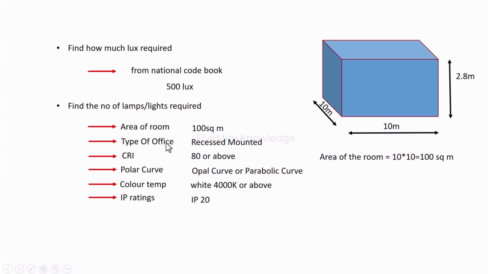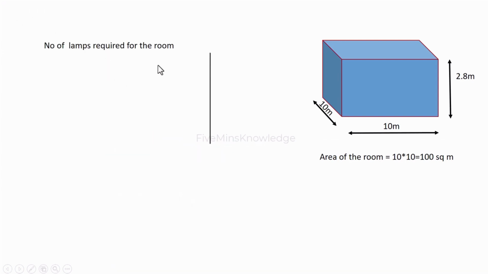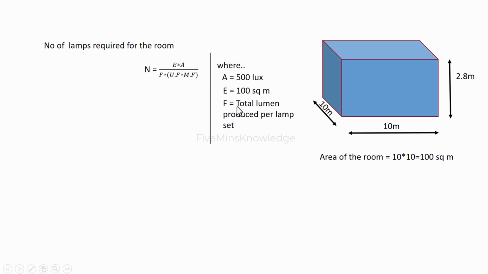So now let's go to the calculation part. Now lux required for our office is 500. So far we have got this value from the code book, and now we have to calculate the number of lights required for this office. For that we have a formula, that is E into A by F into UF into MF, where here A is the lux required for the room, E is the area, and F is the total lumen produced by a single lamp.